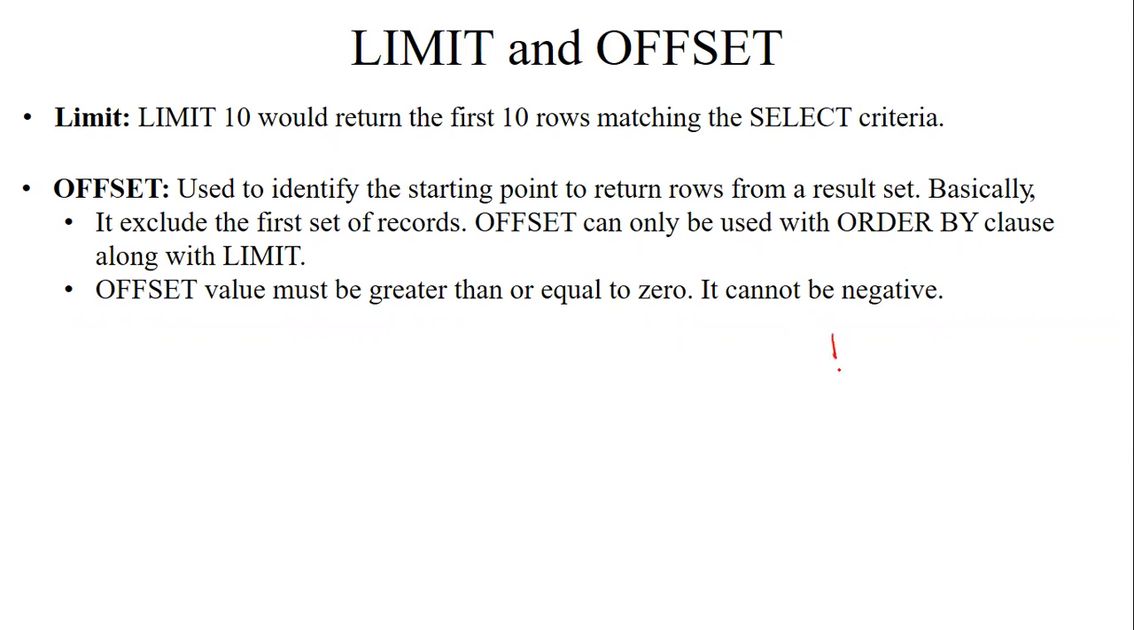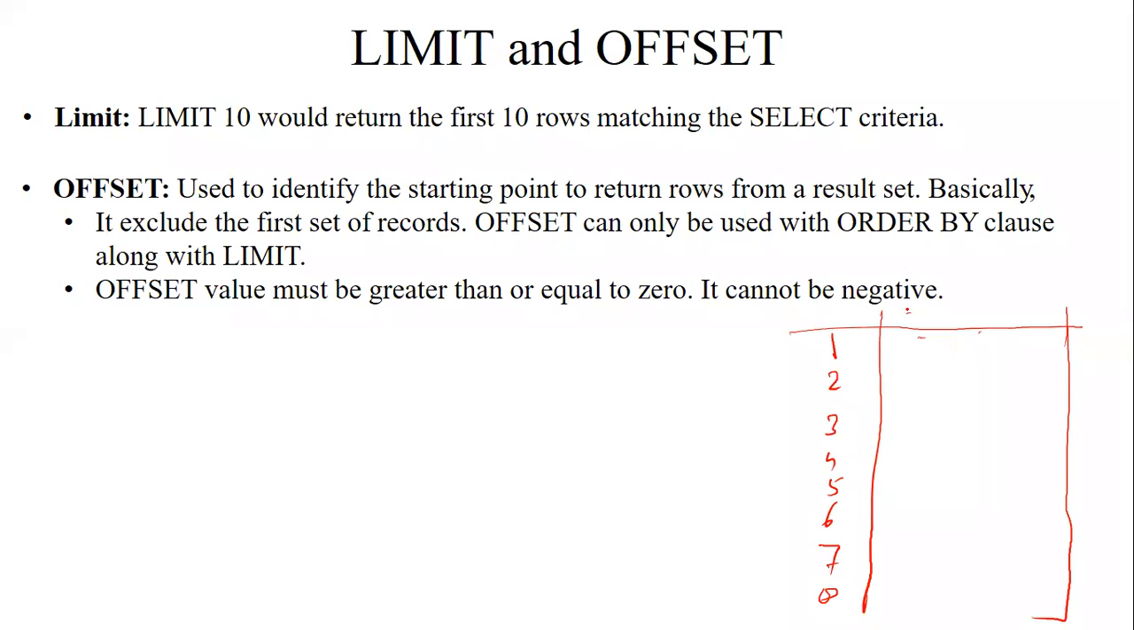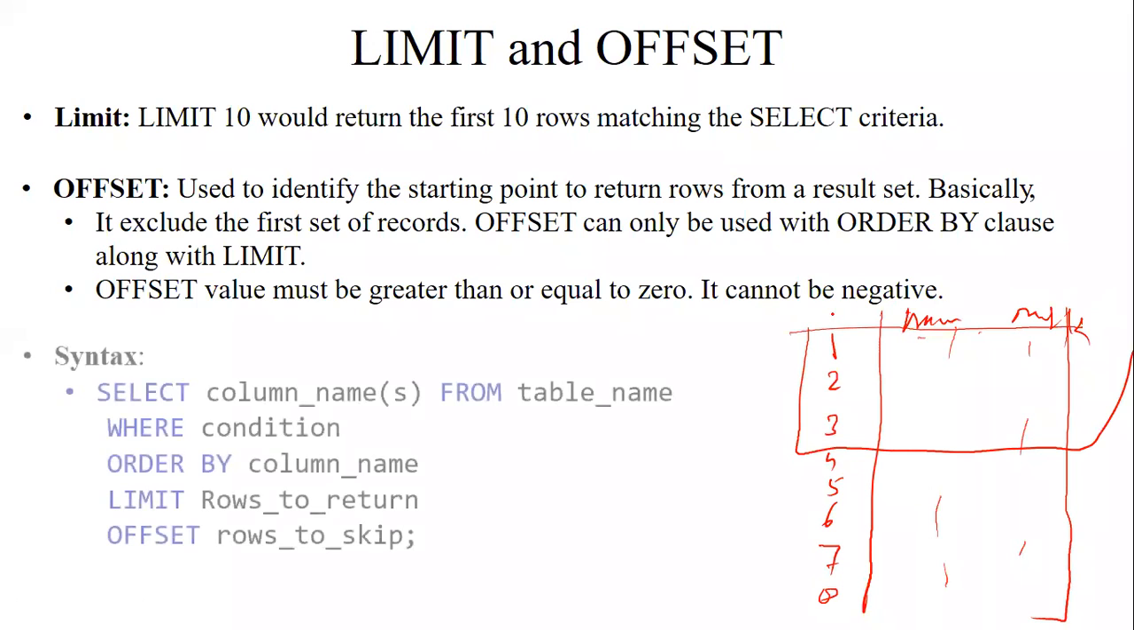Suppose we have roll numbers of students 1 2 3 4 5 6 7 8, and then we have a name and marks, and you can assume they are in sorted order. Now if I want to show only the top three students, you can show them with limit. Similarly, if you want to show the last five students, it means you have to count from here to here.